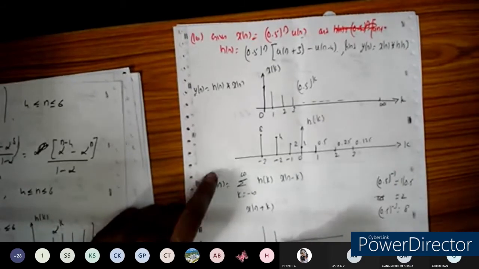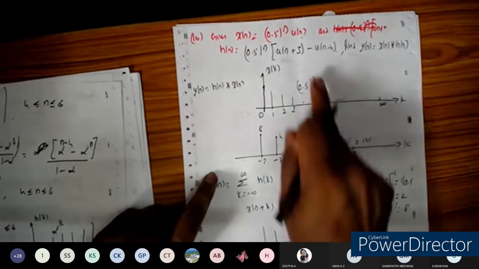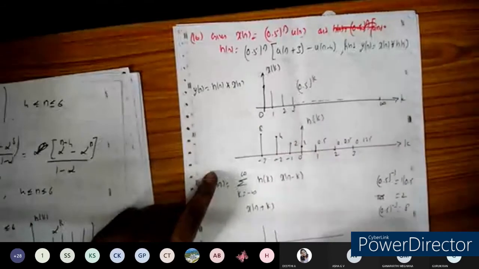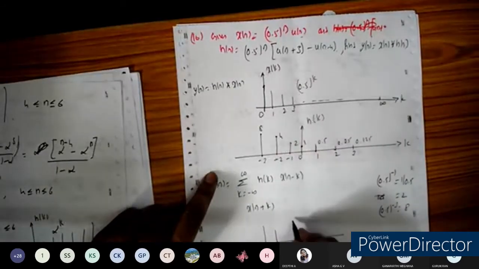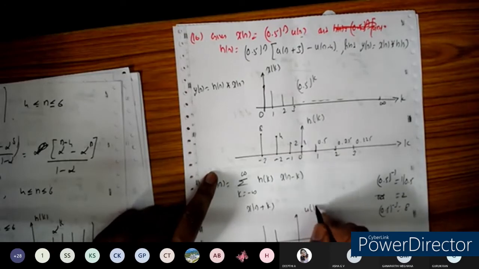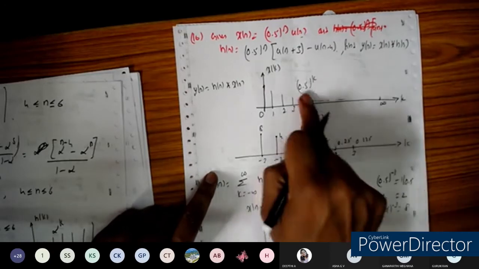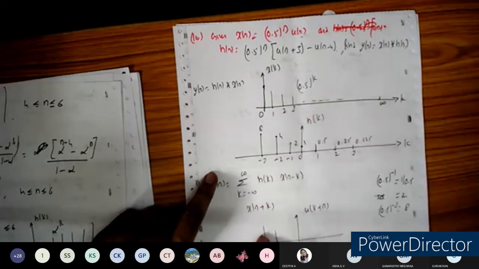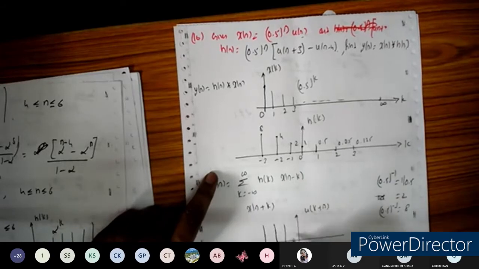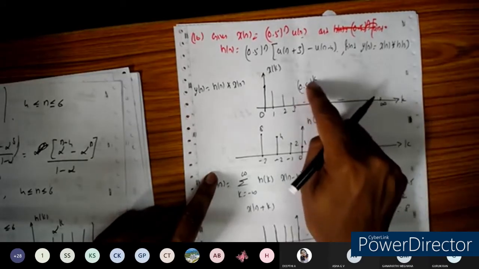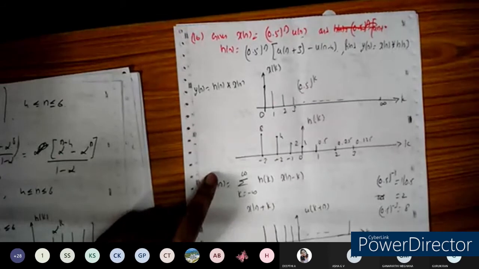So I'm going to take only u of k here. I'll take u of k plus n, because if you take 0.5 to the power of k, you'll get confused with the minus n and so on. So the signal will be shifted like this, and it will be there up to infinity. It is u of k plus 1. Later I'm going to include the 0.5 to the power of k in the formula. We can introduce that here.